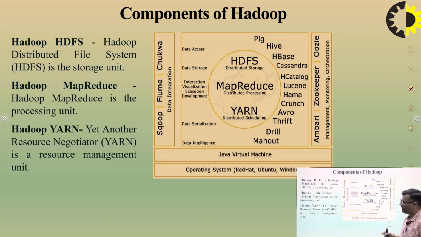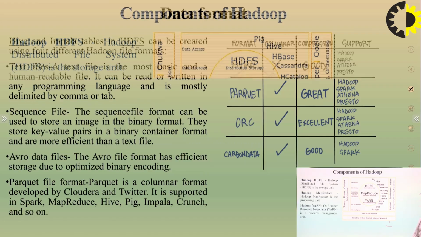Always keep in mind that here we will use concepts like data integration, and second, management, monitoring, and orchestration, meaning how to integrate data. So here we will use tools like Sqoop, Flume, and Chukwa. These are data integration modules. And for management, monitoring, and orchestration, we will use Ambari, Zookeeper, and Oozie. Okay.